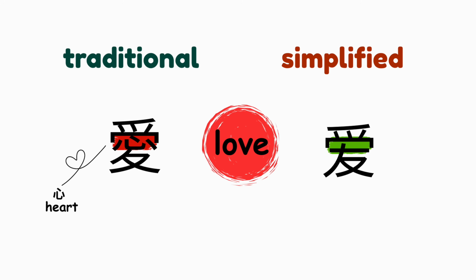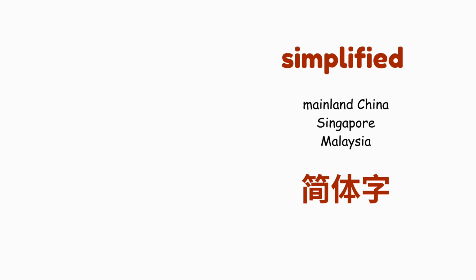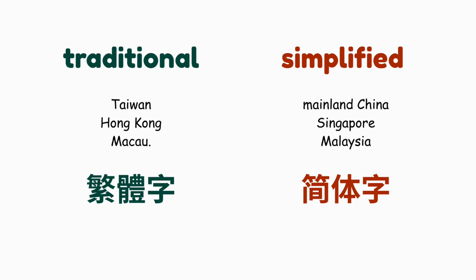So if you are passionate about Chinese history and culture, you might feel that traditional characters are more authentic and meaningful. But in terms of difficulty, simplified Chinese is easier. With fewer strokes, they are generally simpler to learn and write, which is especially helpful for beginners. Today, simplified Chinese is officially used in mainland China and Singapore, and often by Chinese communities in Malaysia. Traditional Chinese is used in Taiwan, Hong Kong, and Macau.